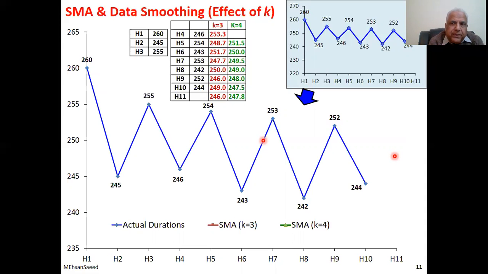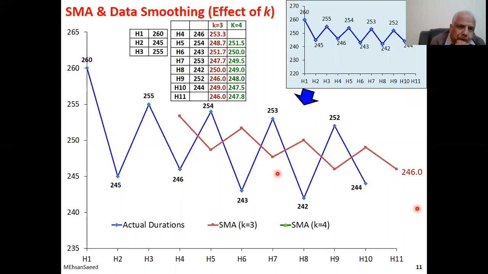So these are the actual values. Let us now plot the forecasting graph, first at k is equal to 3. At house number 4, the forecast value was 253.3. House number 5, this. So when we plot k is equal to 3, this is what we get. What do you notice? The first thing you notice is the smoothing. The data has smoothed. The variation has reduced. And based on k is equal to 3, we get forecast for house number 11 to be 246.